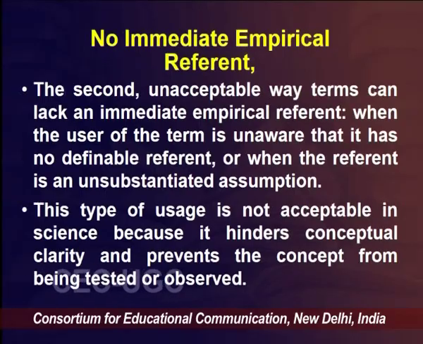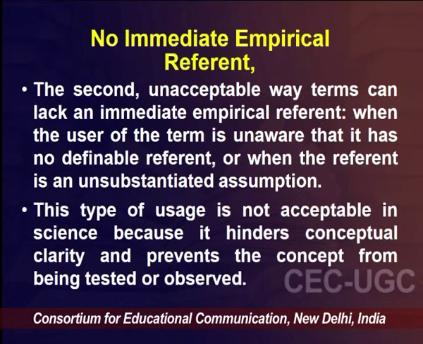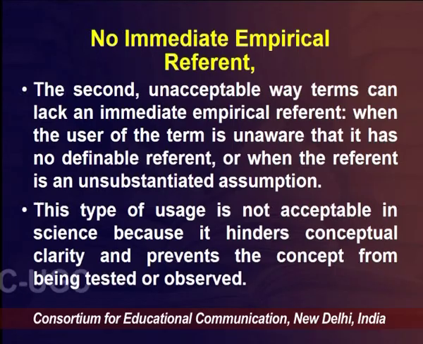The second unacceptable way terms can lack an immediate empirical referent is when the user of the term is unaware that it has no definable referent, or when the referent is an unsubstantiated assumption. So, either the researcher is unaware of the term's lack of referent, or there are some assumptions that have gone into the construction of the term.